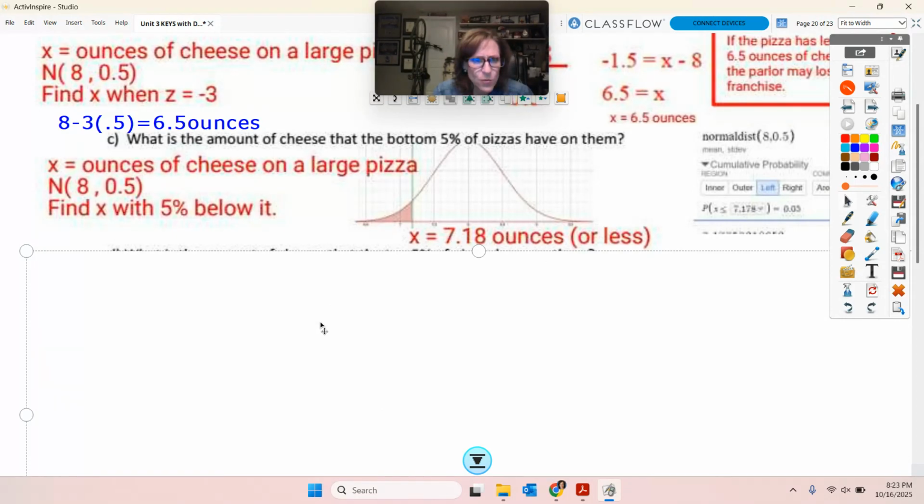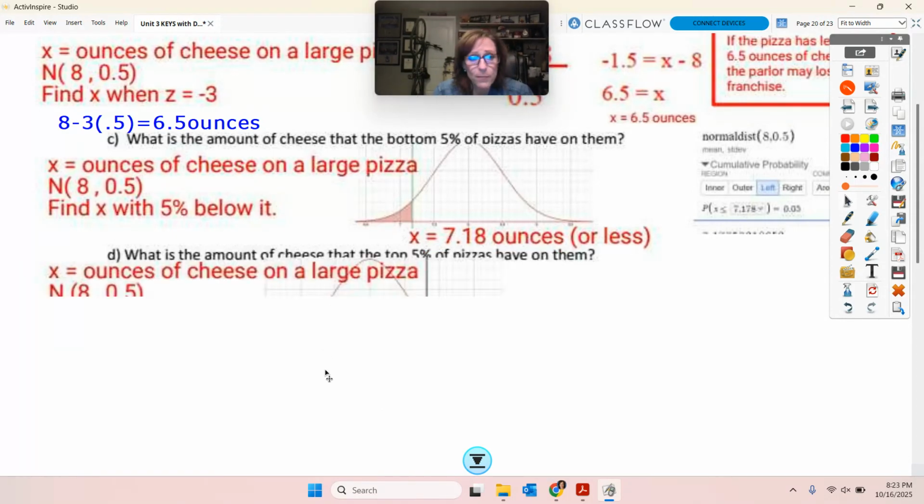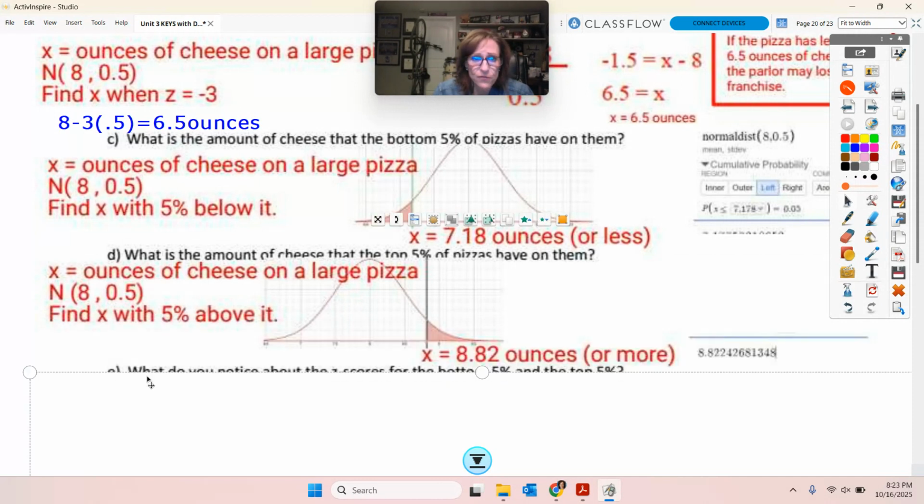Okay, and then the last one, does it give me the top 5%? So look at there, 5% above it. So there it is. You're just going to do 5% to the right.